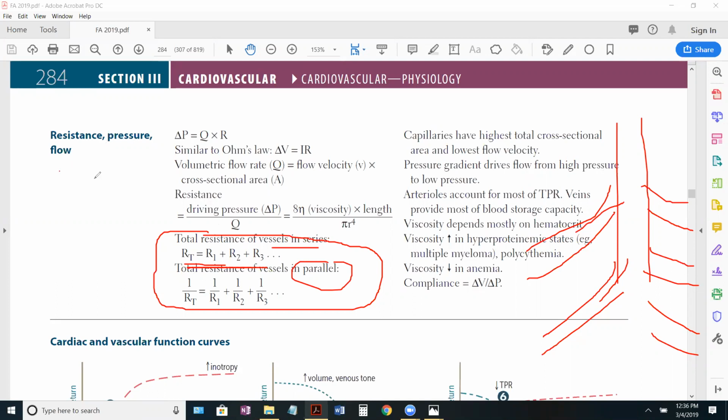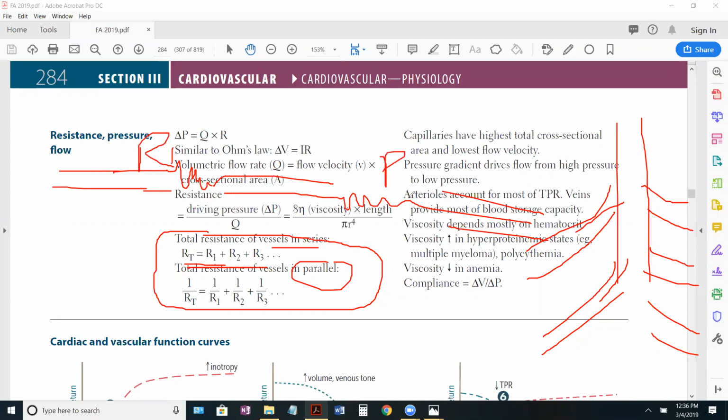If you have blood vessels, like this is an arteriole, and after that you have another arteriole, and after that another arteriole, then the resistance of this one, the resistance of this one, and the resistance of this third arteriole will be added together, and overall this single tube running all the way will have more resistance. So this is the concept of series. In the series concept, the resistance of every individual component is additive, and this is called the total resistance.